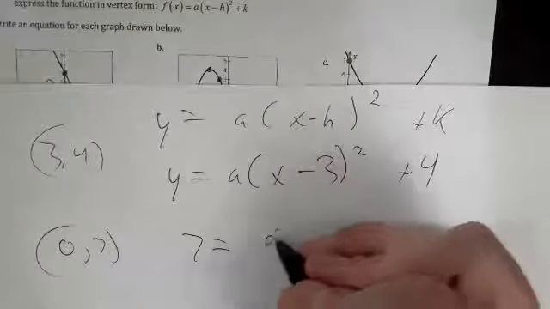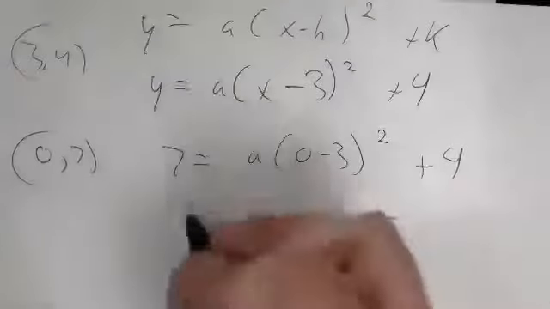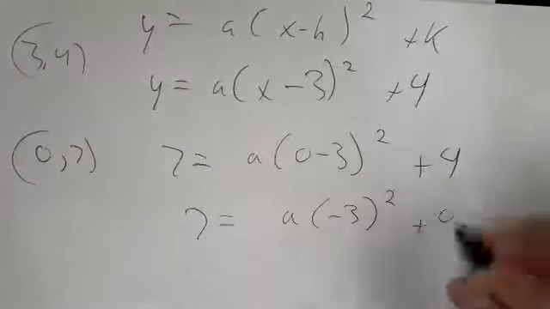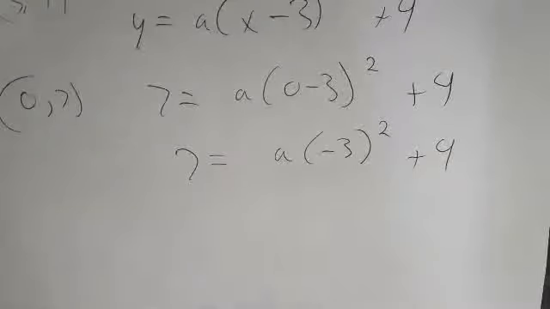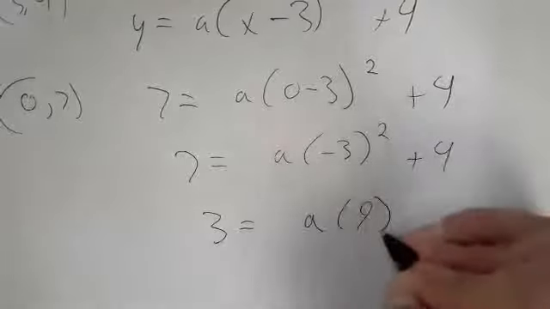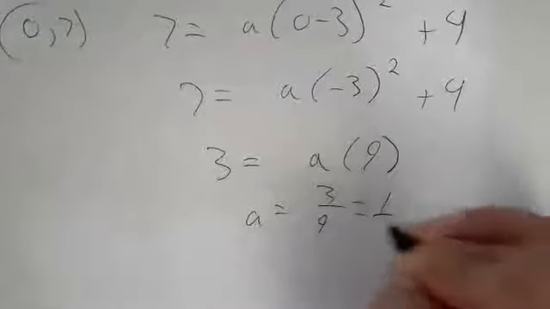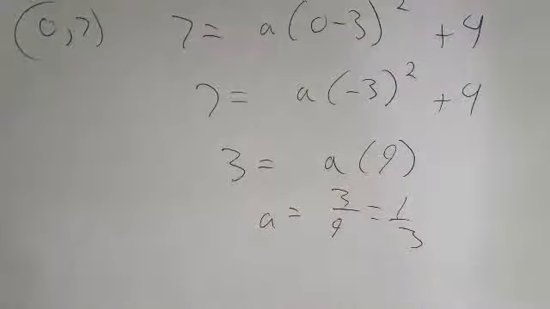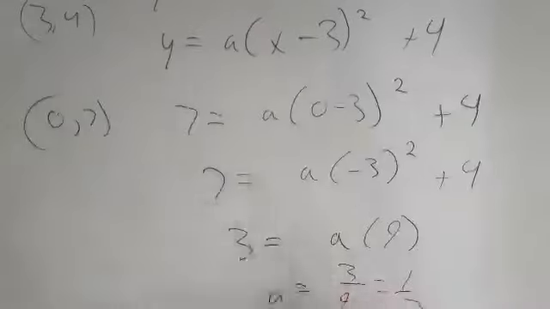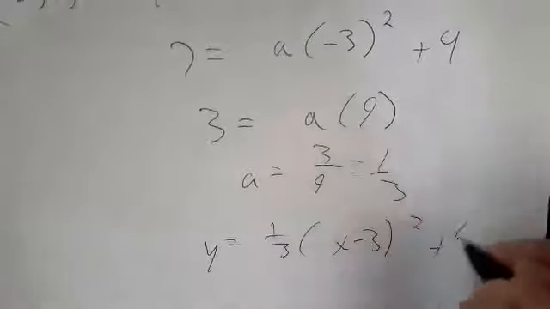7 is equal to a times 0 minus 3 squared plus 4. This looks like 7 equals a times minus 3 squared plus 4. And I'm going to go with 3 is equal to a times 9. So if I divide both sides by 9, a is going to be 3/9 or 1/3, I believe. And so now I got to go plug 1/3 back into this thing. Y equals 1/3, x minus 3 squared plus 4.